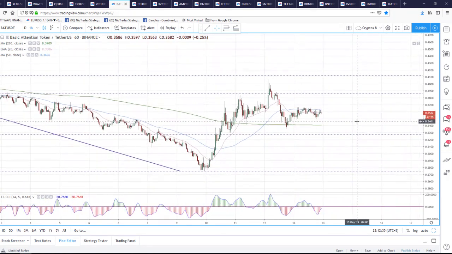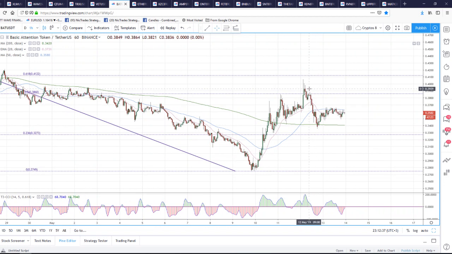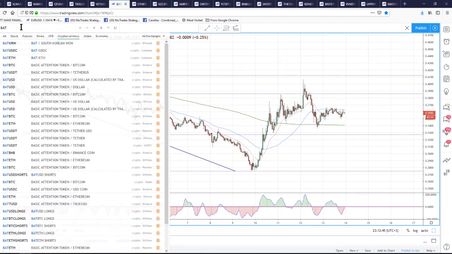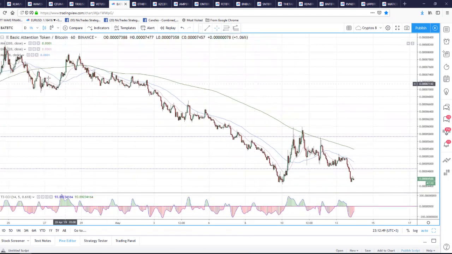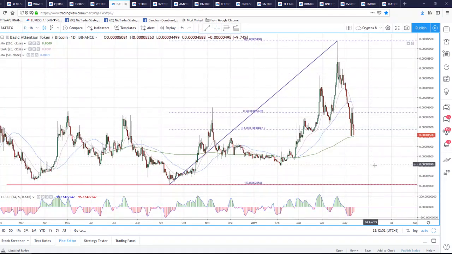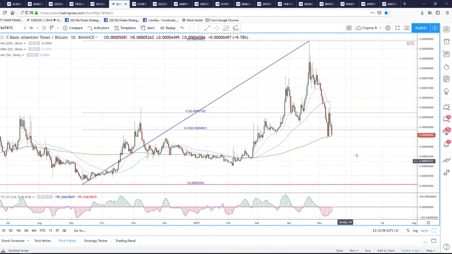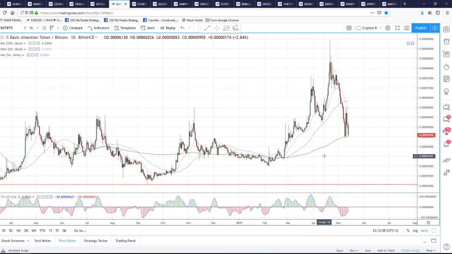If we look at this hourly, we're holding this hourly moving average, and I think we're getting set to see another swing higher. So basic attention token, you're making money in. Is it outperforming Bitcoin though? Let's go and take a look. No, we're almost back at the lows. Basic attention token against Bitcoin. Now, this 200 moving average though, we could hold support.